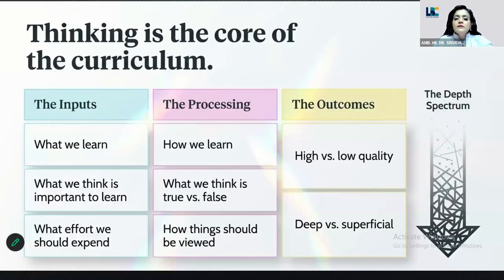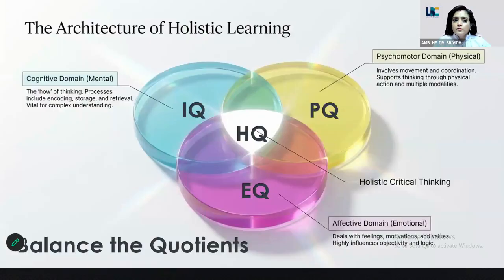So, thinking is the core of our curriculum, where the inputs are what we learn, what we think is important to learn, what effort we should spend. That's our effort. Processing is how we learn, what we think is true or false, how things should be viewed. Outcomes is definitely whether it is of very high or low quality, deep or superficial. So this is the whole depth spectrum of the thinking process.